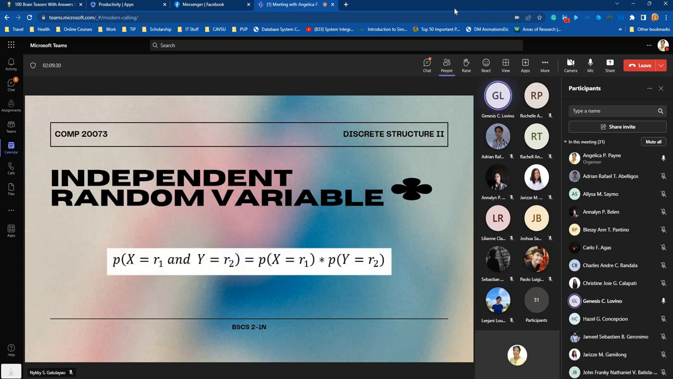Ayan, ito pala yung formula, my bad. So, ang ating formula dyan would be the probability of x equals r and y equals r2, and equals siya kapag multiply silang dalawa. So yun. Ma-visualize natin yan, makikita natin yan kapag nag-roll tayo ng dice. Next slide.